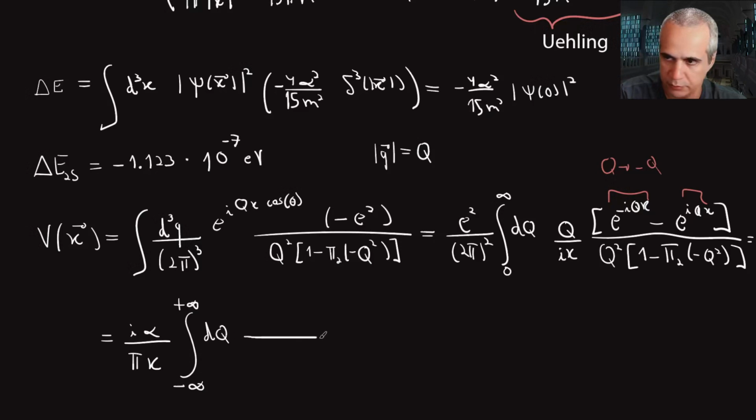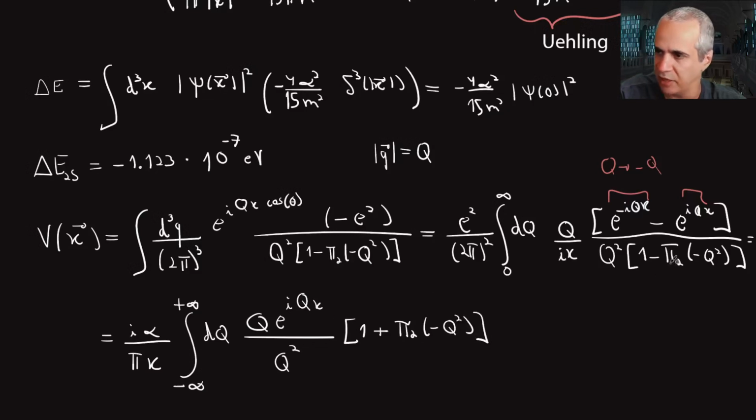dq of q exponential i q x over q squared, times 1 plus pi 2 of minus q squared. And in this last step here, I did assume that pi 2 is a small correction to the 1 here, so this is the only approximation I'll be making in this calculation. I brought it to the numerator like that.